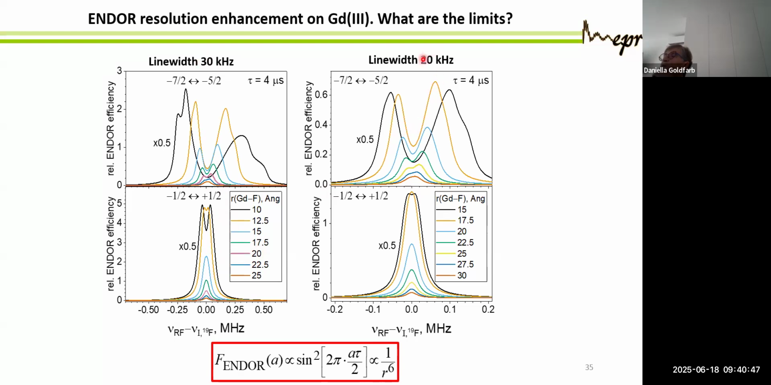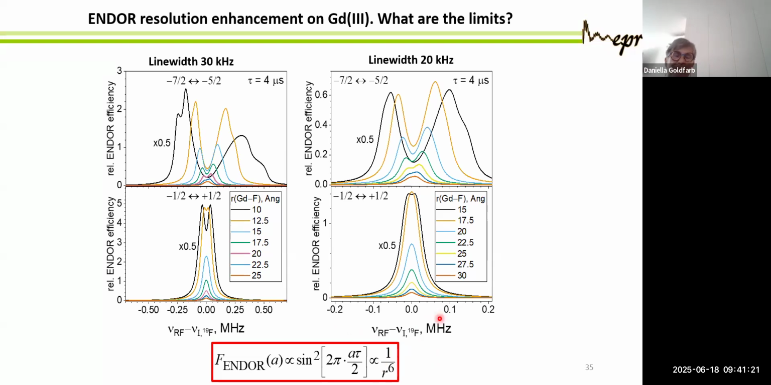If you have a lower line width, you can probably go even more. You can go to, let's say, 22, even maybe 25. And the main problem is that the ENDOR efficiency goes like 1 over R to the 6. So there is a very interesting approach that has been developed by Nick Cox. What he measured was the ENDOR intensity. We measure the ENDOR splitting. So when you look at the spectrum, you see the splitting.